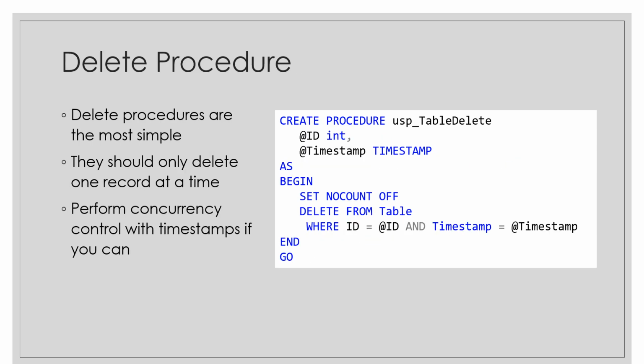Delete. Delete's always the easiest thing, right? Basically, all we need is the primary key, the unique identifier for which record to delete. We don't need any other of the fields, right? And the timestamp if you have decided in consultation with your boss and everybody else on the system. Are we going to worry about concurrency control for deletes? If you are, then you'll need that timestamp parameter, and you use that in the where clause as well. So that's it. Those are our basic common stored procedures.